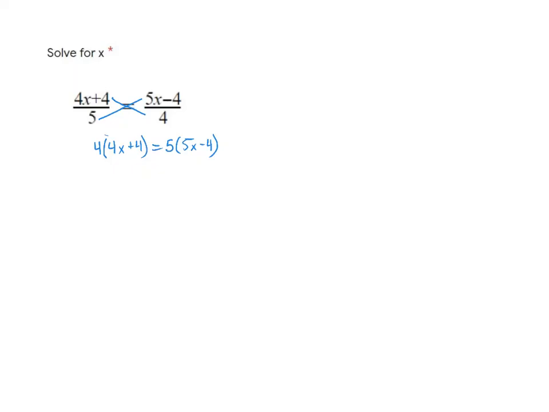Now from here, we're going to do the same thing that you guys did earlier in some of those questions. We're going to distribute, which will give us 16x plus 16. And then we're going to distribute here, which will give us 25x minus 20. And then we should be able to solve. We want to get the x's on one side. I'm always going to move the x's first. I'm going to choose to subtract the 16x because I'd rather have a positive x over here.